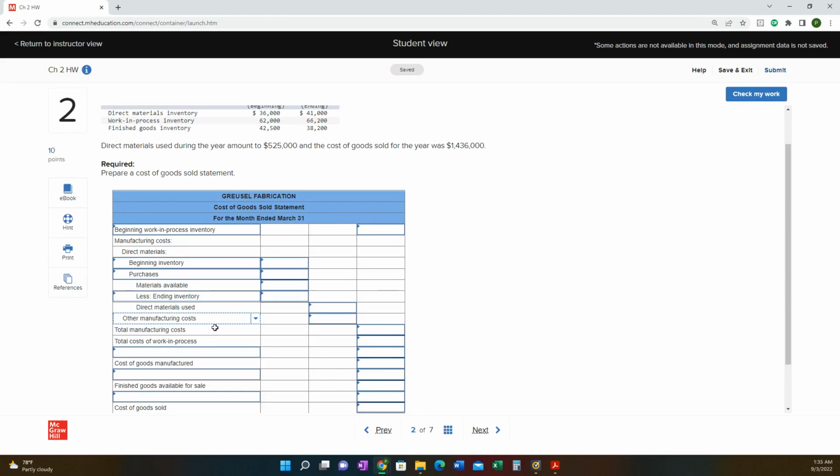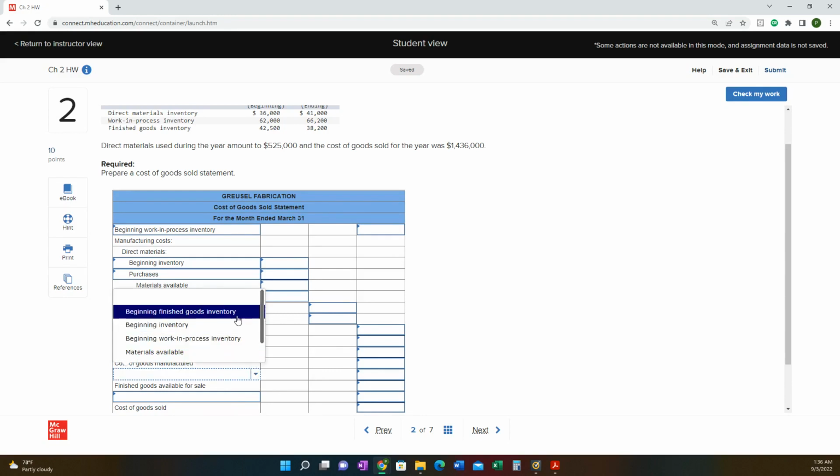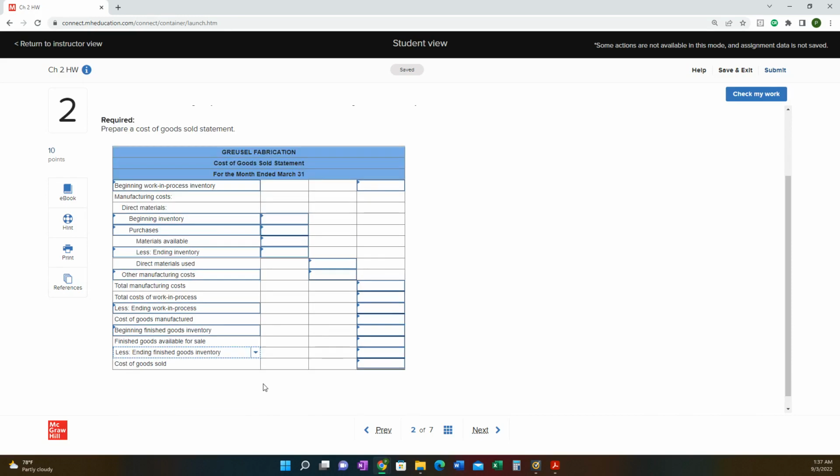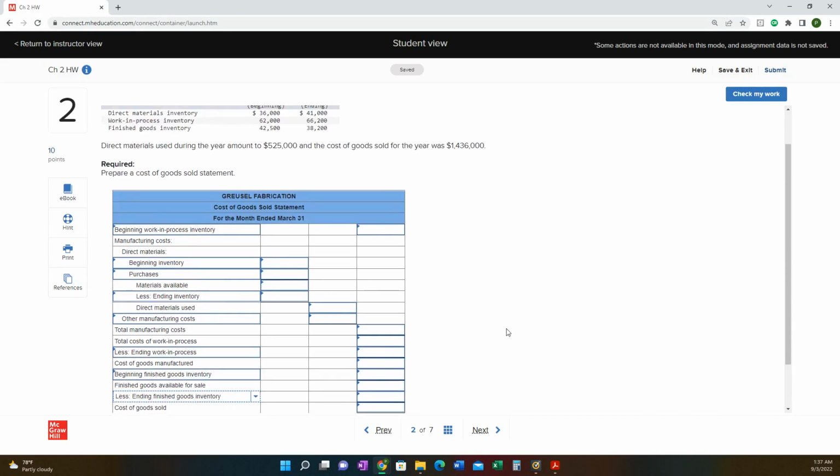The next line is total cost of work in process, which is the same in the book. Then we have less ending work in process inventory to arrive at cost of goods manufactured. The next line is beginning finished goods inventory, then finished goods available for sale, and then finally less ending finished goods inventory. So those are all of the names of the accounts that we're going to use. So now we have to plug in our numbers.